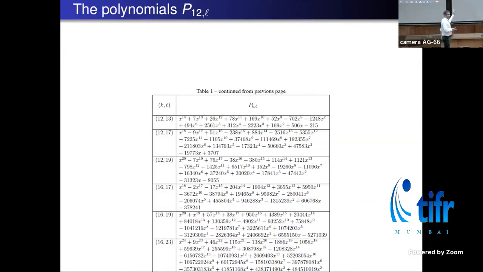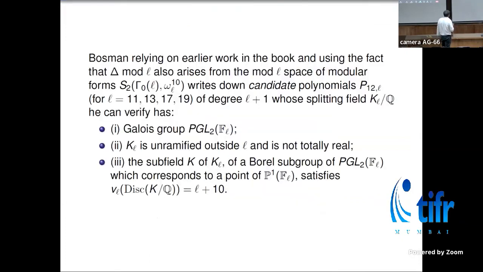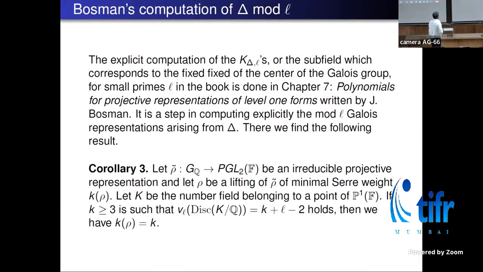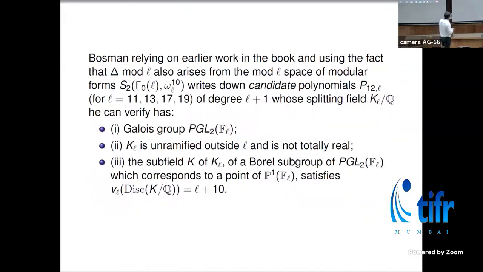And so somehow they write down these polynomials and they make the assertion that the splitting field of these polynomials exactly gives you K delta L, or maybe the projectivized version of K delta L fixed by the center. Okay. So somehow, they wrote down this polynomial, right? To write down this polynomial, there was a lot of work. They used a lot of mathematics, Hecke theory, this, that.